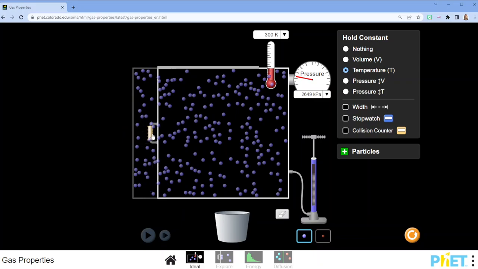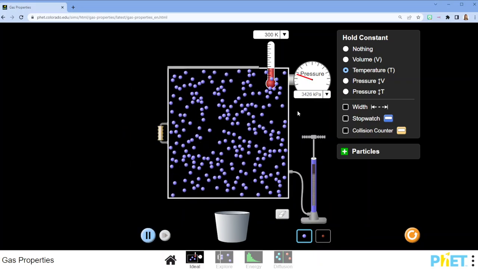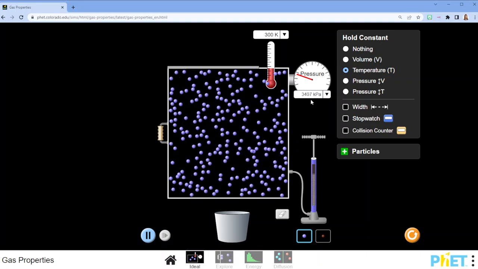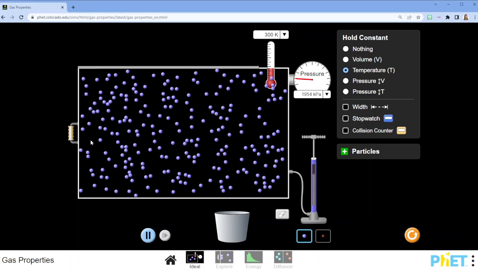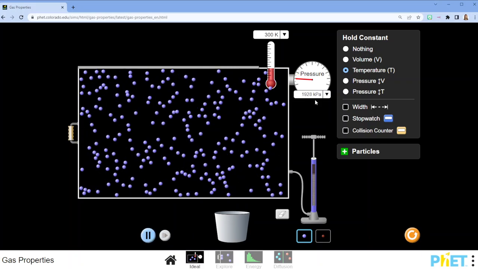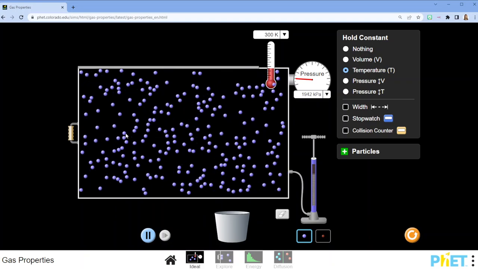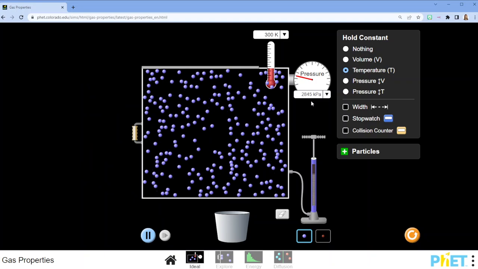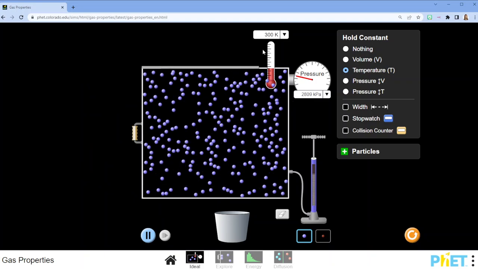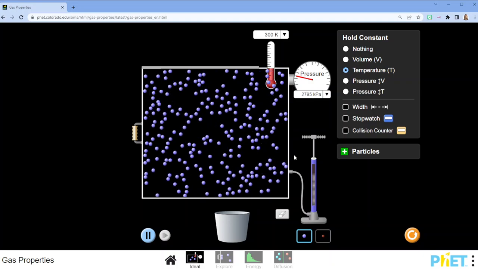In this case, if I decrease the volume, so the volume got smaller, the pressure has increased. And if I make my volume larger, the pressure has decreased. So we can see that qualitative relationship between the volume and the pressure if the temperature is held constant. And typically that happens when you insulate the system.